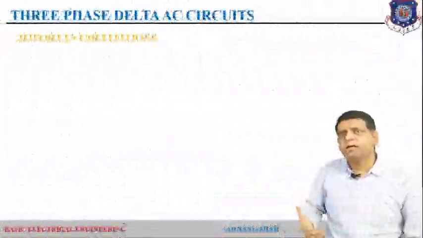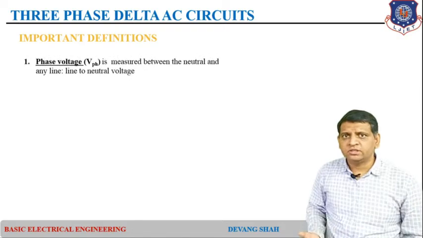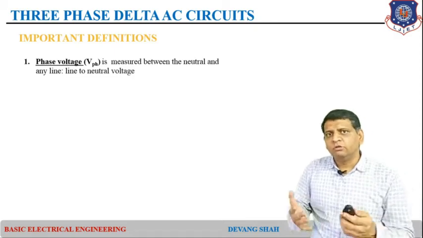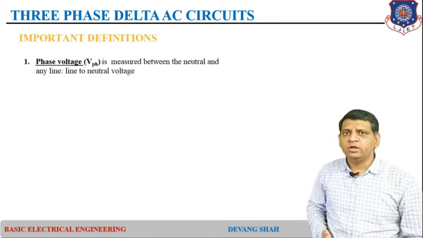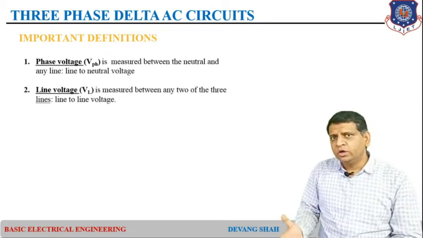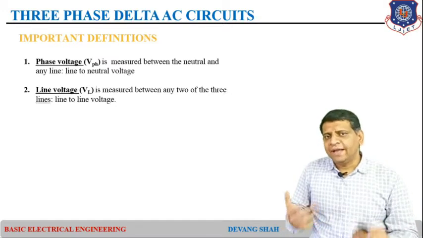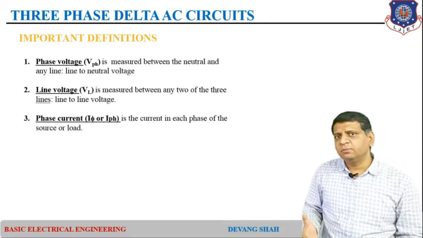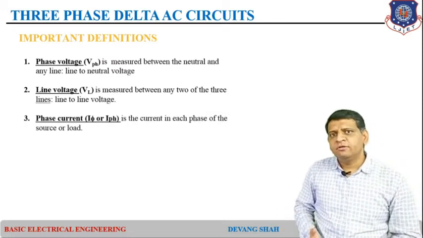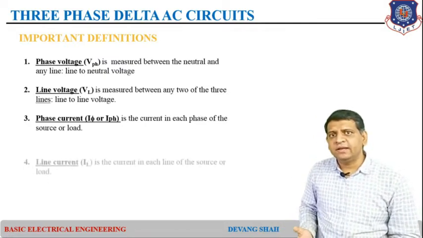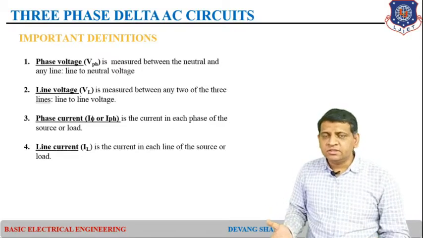So straight away, if you talk about the delta connection, the common important points we need to understand are these. Phase voltage, defined as VPH or EPH, is the voltage across each phase. In the same way, line voltage, called EL or VL, is the voltage difference between two lines. In the same way, the phase current, IPH, is the current flowing through each phase. And the line current, IL, is the current flowing through each line, right.